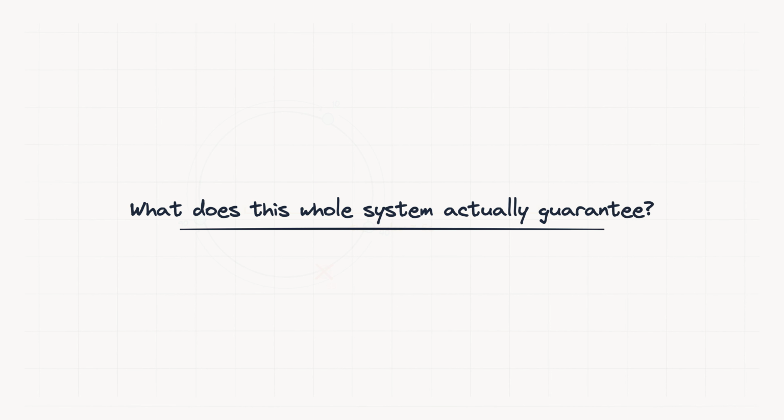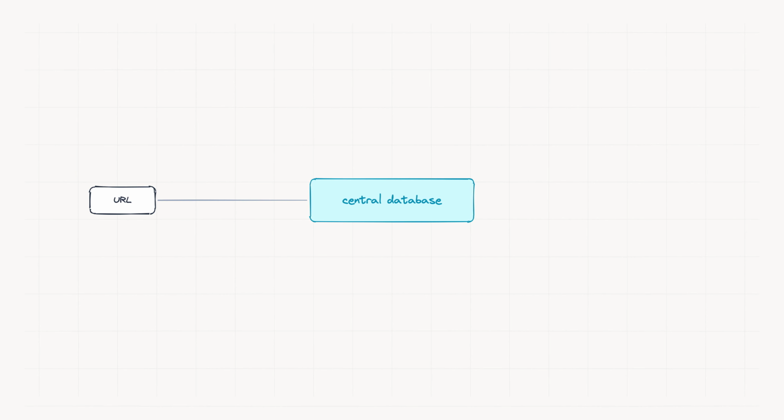So the mechanics work, but here's a bigger question. What does this whole system actually guarantee? In the centralized crawler, the answer is easy. You've got a central database. You can do exactly once deduplication with a single atomic write. If the database says this URL has been seen, it's been seen, period. In a decentralized system, that guarantee gets expensive.